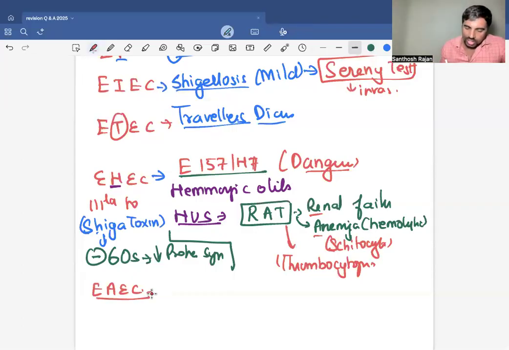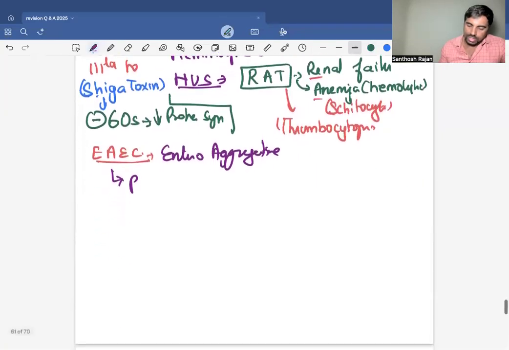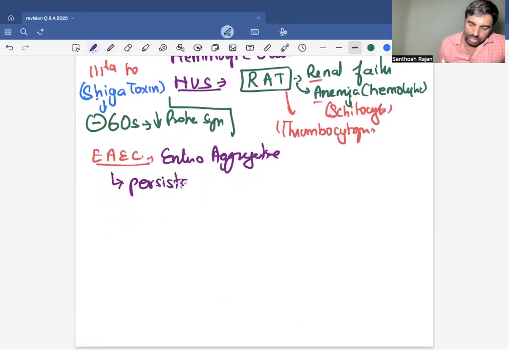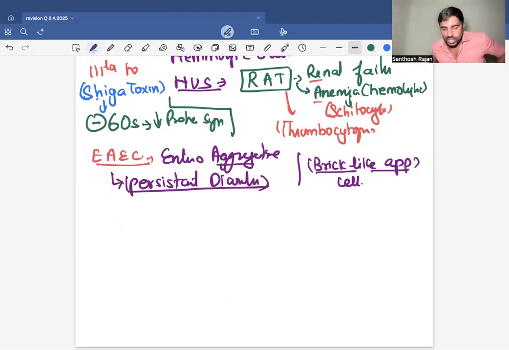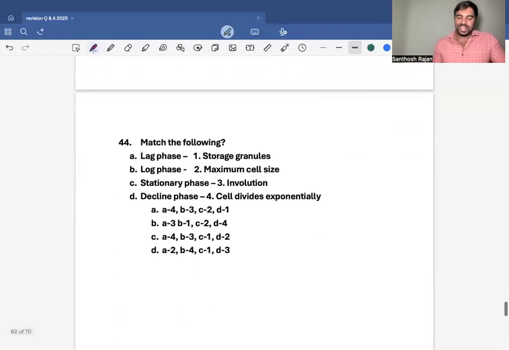Then we have enteroaggregative E. coli. This causes persistent diarrhea. Usually it causes persistent diarrhea. Here, aggregate the bricks: you have a brick-like appearance. If you grow it in cell culture, the brick-like appearance is seen. That's it, nothing else. Persistent diarrhea and enteroaggregative. EAEC is very simple. You can expect one question on this, so that's very important.